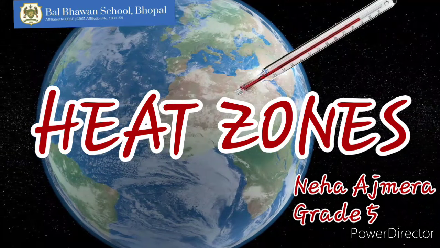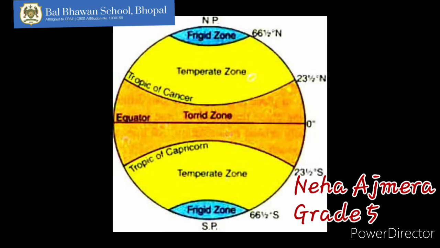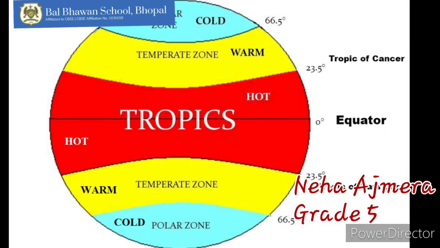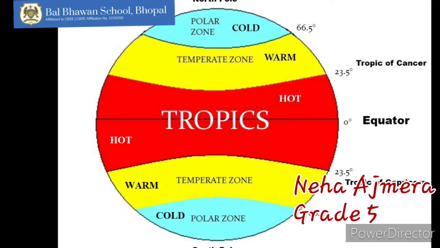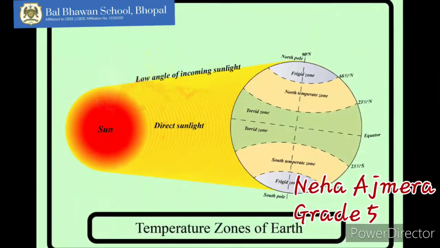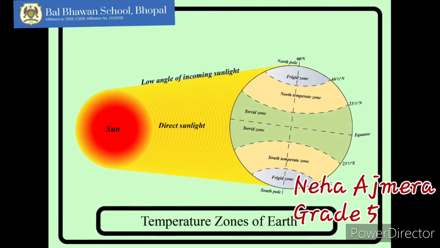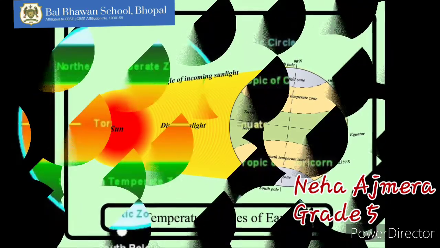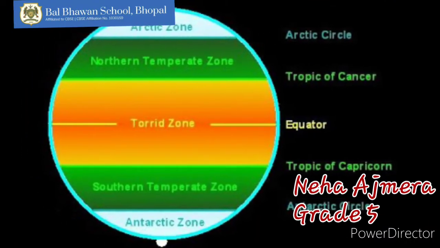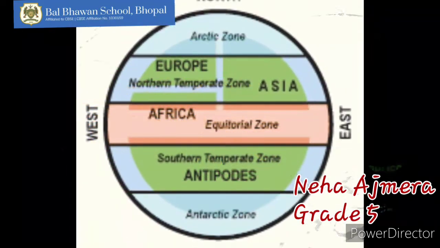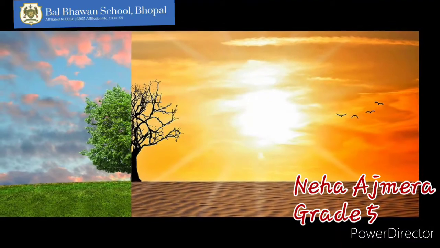Heat zones. According to the sunlight received by the earth, it can be divided into different heat zones. So, the earth is divided into mainly 3 heat zones. First is the torrid zone, then the temperate zone, and the last one is the frigid zone. So children, the torrid zone or the tropical zone lies on both sides of the equator, between the Tropic of Cancer and the Tropic of Capricorn. The climate is hot and humid throughout the year because of the sun rays falling directly on this zone. So, the places falling in this zone near the equator, above and below, experience equatorial climate.